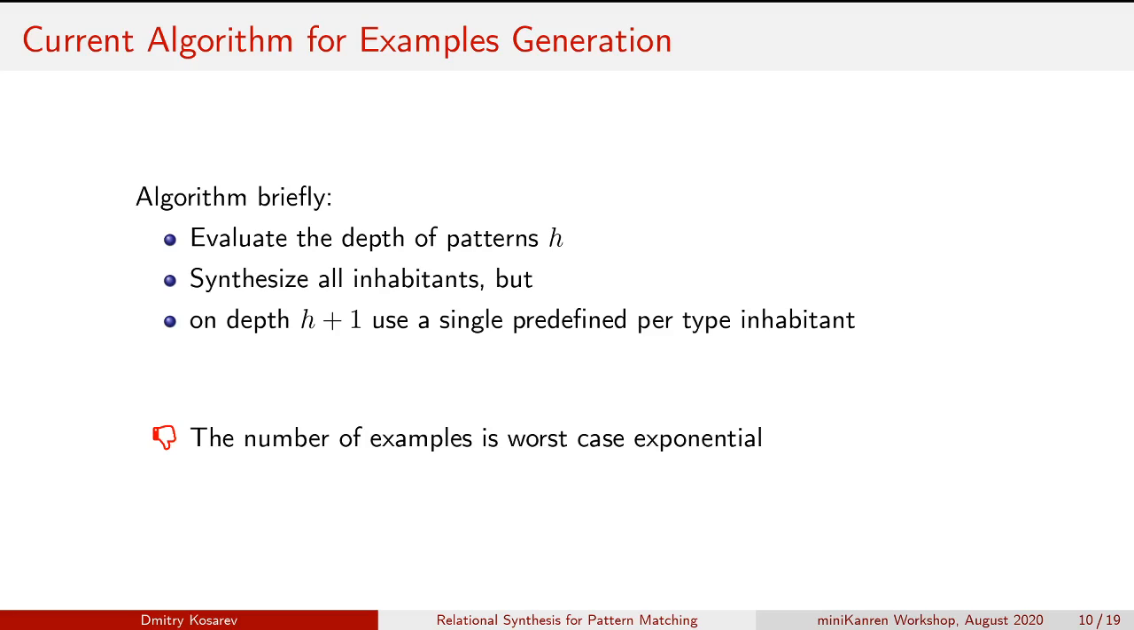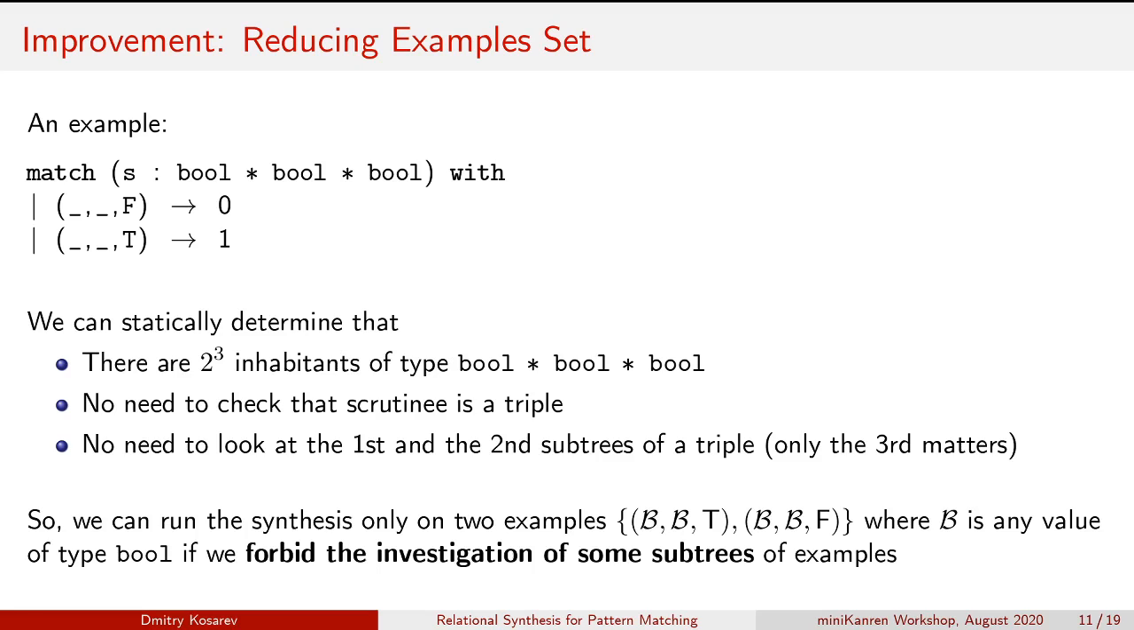But this set of examples will still be exponential in the worst case, although there are some simple observations that can reduce this set. In this example, we match 3 boolean values with 2 patterns. The pattern matching doesn't really care about the contents of the first and second components of the triple. So we can reduce our set of examples to only 2 examples if we forbid our synthesized programs to look into the first and second components of the triple. It will allow us to reduce the example set from an 8-element set to a 2-element set.